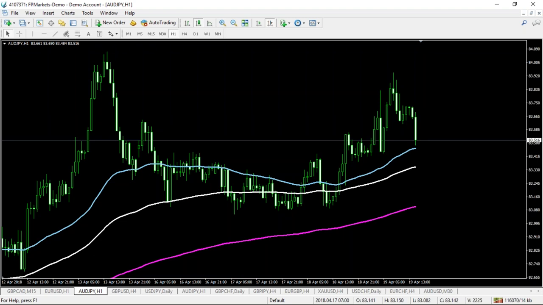This is quite a nice thing, Infidel, that you've mentioned about a cup and handle. I like patterns a lot. Yes, on the AUD/JPY, possible on the hourly. Let's look at it together. That's not a problem. But before that, I just want to complete the trend analysis for AUD/JPY first.